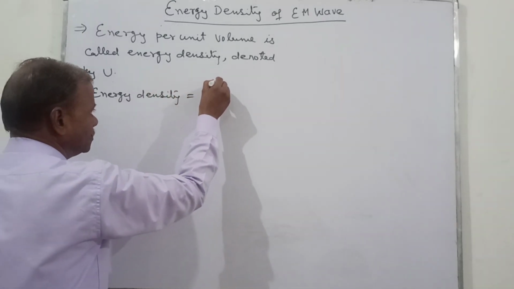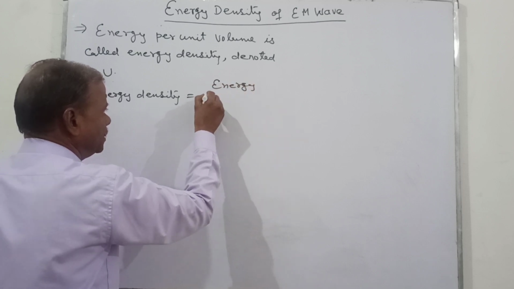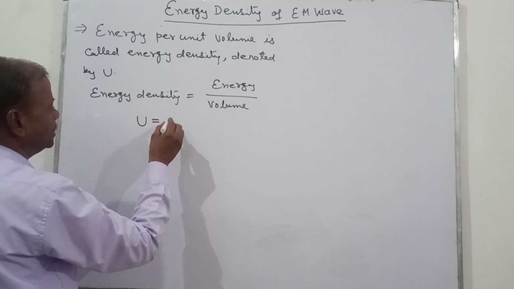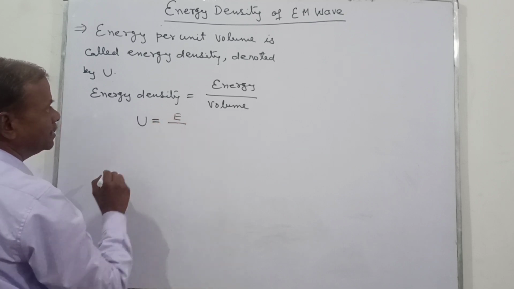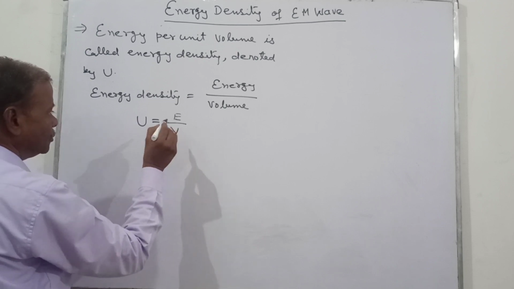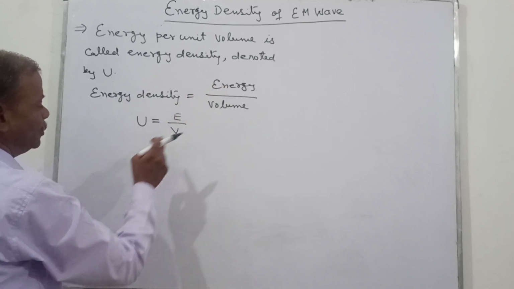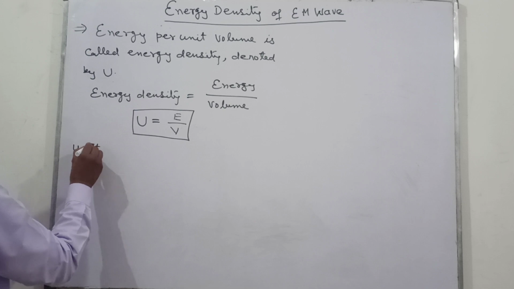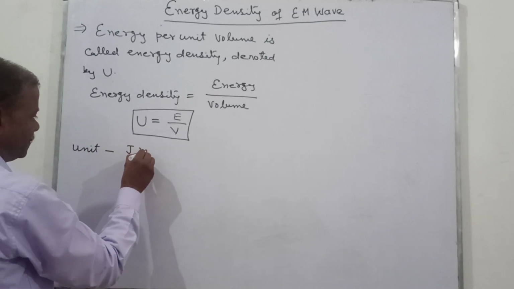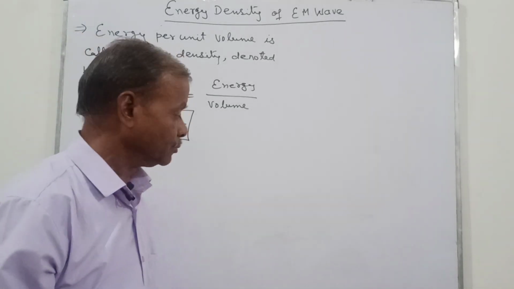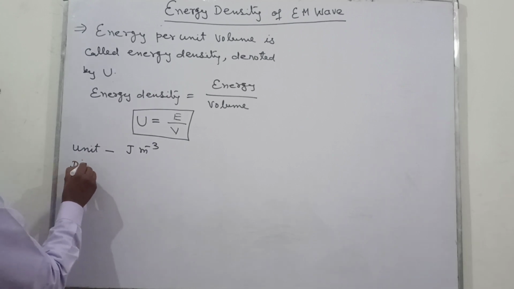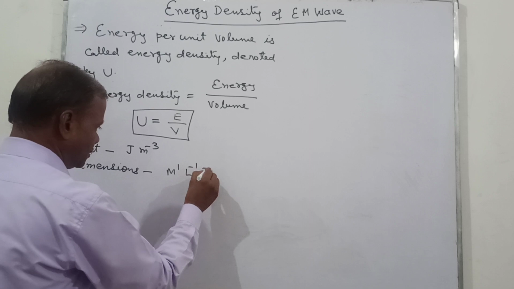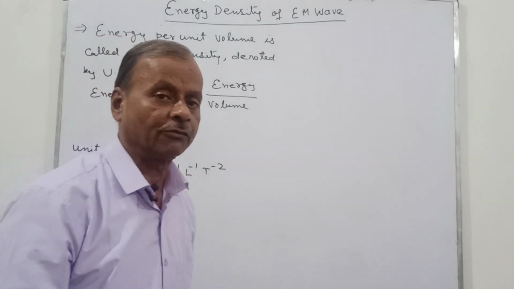So this energy density is equal to energy upon volume. U is equal to energy E upon volume V. E is the energy here, V the volume. The unit is joule per meter cube, and the dimensions are M1 L minus 1 T minus 2, and it is a scalar quantity.